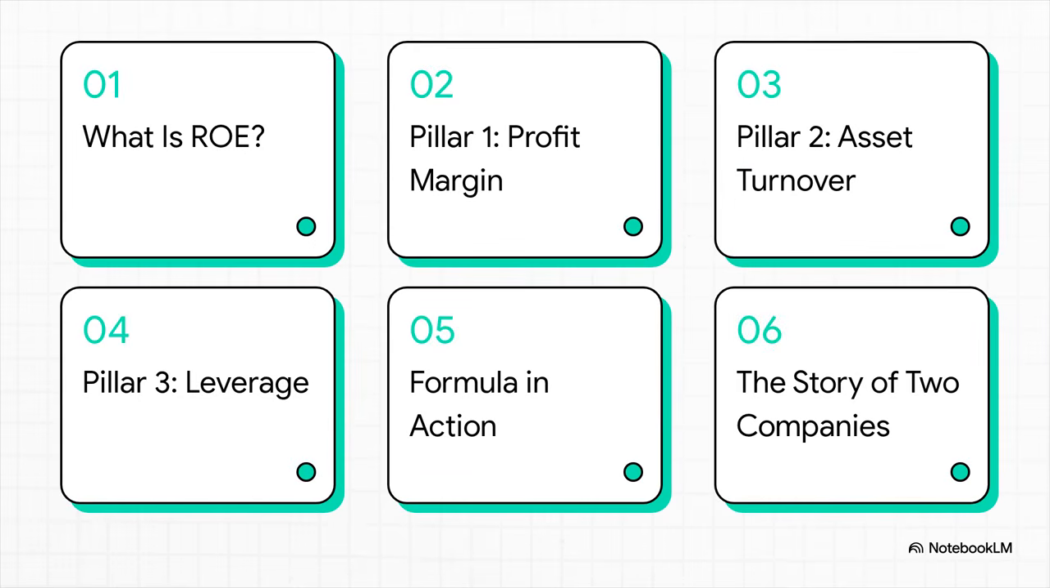Here's a quick look at our game plan. We'll start with what ROE actually is. Then we'll break down the three core pillars of the DuPont model: profit margin, asset turnover, and the really important one, the leverage multiplier. We'll see how it all works with a real calculation, and then we'll finally solve that puzzle about our two companies.